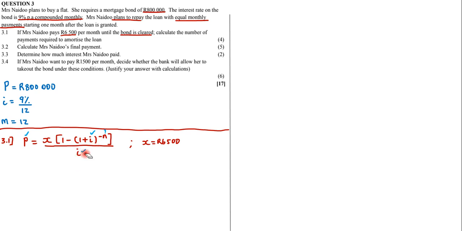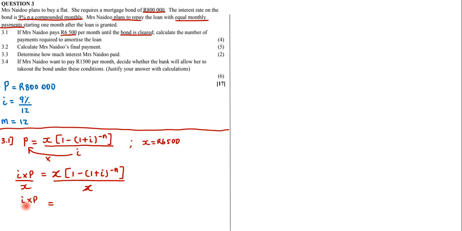In order for you to calculate n, what you need to do first is make n the subject of the formula. How do you do that in this equation? The first thing you always need to do is cross multiply this i to the other side. That way you will have i times the present value, which is equal to X into 1 minus (1 plus i) to the power of minus n. From here, you're going to divide by X. Remember, by dividing with X, this X will cancel with that.